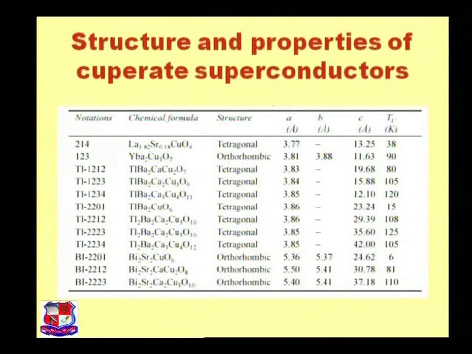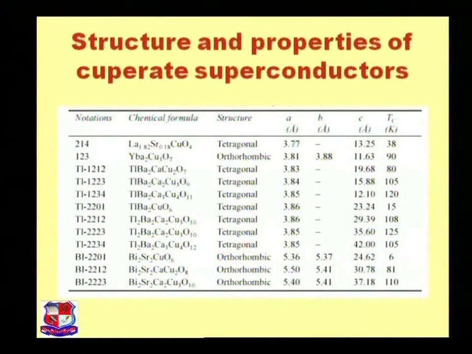These are some high temperature superconducting materials and their structures. In this table, the first material is lanthanum strontium copper oxide. Its structure is tetragonal, its parameters are given, its critical temperature is 38 Kelvin and its crystal size is 13.25 angstrom. The second material is Y123, which means yttrium barium copper oxide, and its structure is orthorhombic. Its A side parameter is 3.81 and B side parameter is 3.88, its crystal size is 11.63, and this material has a 19 Kelvin critical temperature.